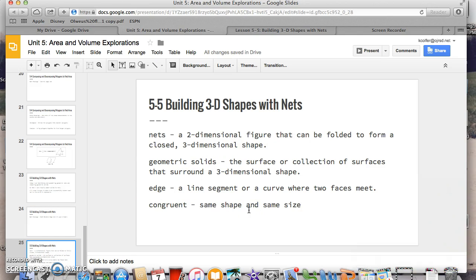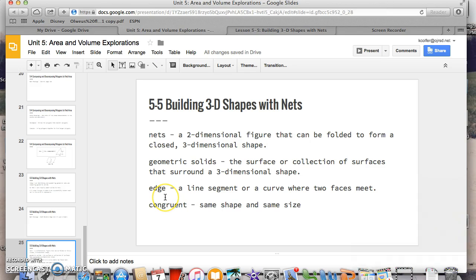Okay, if you're back, we're going to talk about some vocabulary. Again, we briefly mentioned that the drawings or figures that you saw in front of you on that Math Masters page 218 were called nets. And the definition of a net is in front of you. It says a net is a 2-dimensional figure that can be folded to form a closed 3-dimensional shape. Which is what you did. You took the 6 squares, you folded them together, you taped the edges, and you were able to form a cube with A, B, and C. What you formed were geometric solids, which are the surface or collection of surfaces that surround a 3-dimensional shape.